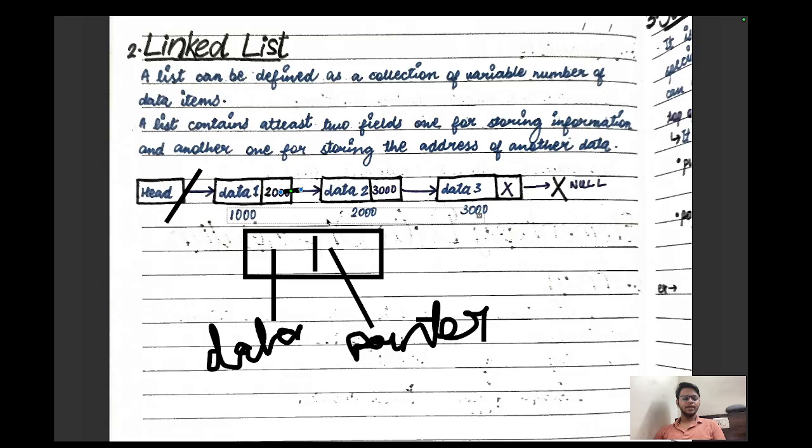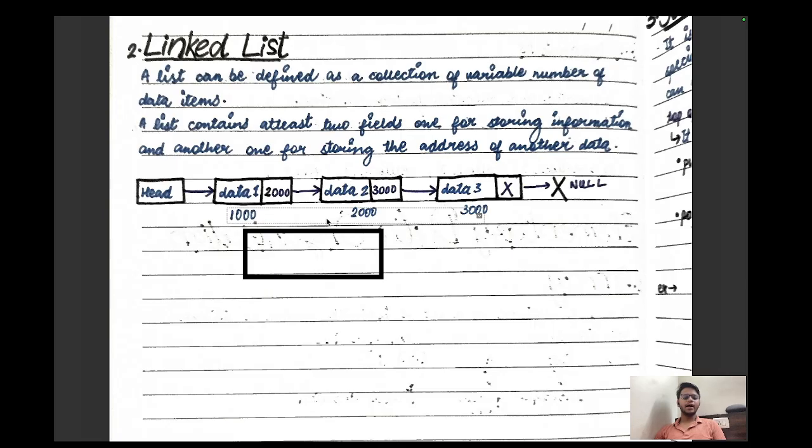So this is the basic key concept behind how a linked list works. And if you don't know what this head is and this null is, so basically null indicates that nothing is there at the end of this linked list. So this null indicates that the linked list ends here and there is nothing after that.